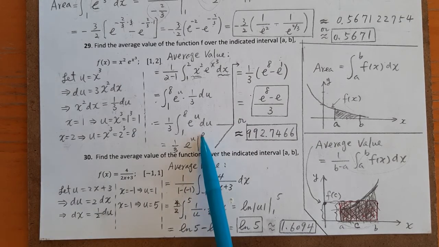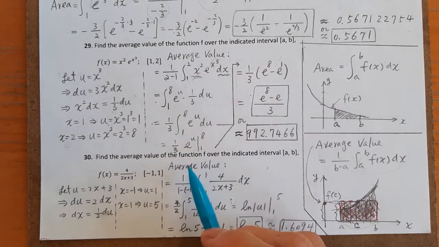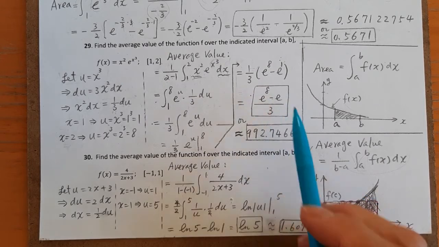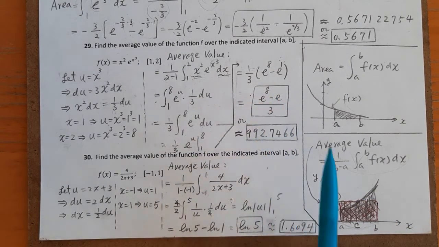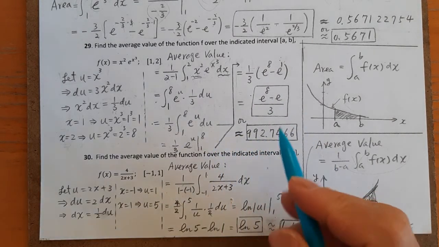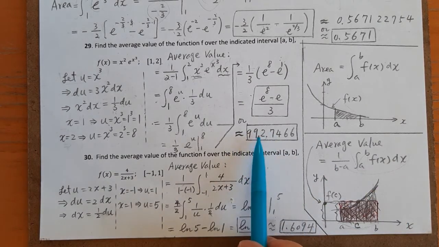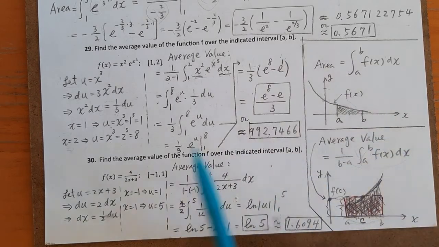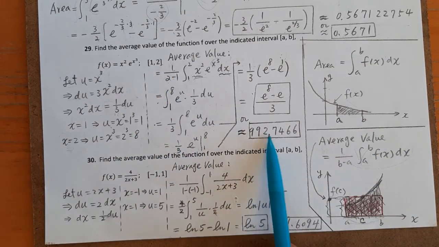Then plug in 8: 1/3 times e to the power 8, minus e to the power 1. So it's e to the power 8 minus e, over 3. You can leave the answer as this. This is the exact answer. But if you use a calculator, you can see how big the number is: 992.7466, the area. This is the average value, and because the base is 1, it's also the area.